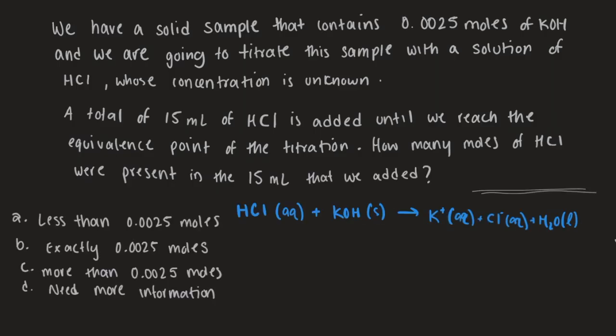That's right. We know that the sample contains 0.0025 moles of KOH, but how can we now relate this to how many moles of HCl was added? The stoichiometric ratio. We have a 1-to-1 ratio of HCl to KOH. So, doing dimensional analysis again, crossing out our similar units, we get 0.0025 moles of HCl.